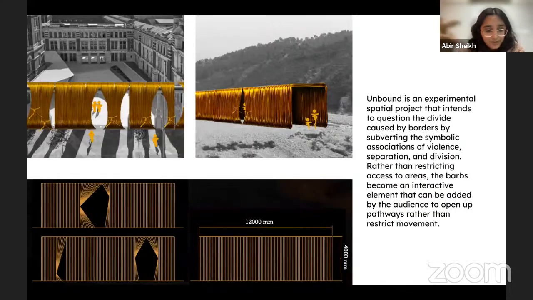Then one of my final projects, again very much inspired by this, was Unbound. I took something like a barbed wire and decoded it. I asked, what is a barbed wire? What is the bigger picture of a barbed wire? As we all know, barbed wire is used to keep people out or away from certain things, and it creates boundaries that are also a very aggressive form of boundary, where you assume that someone is going to try entering or sitting on that space, and that's why you add barbed wire to it.